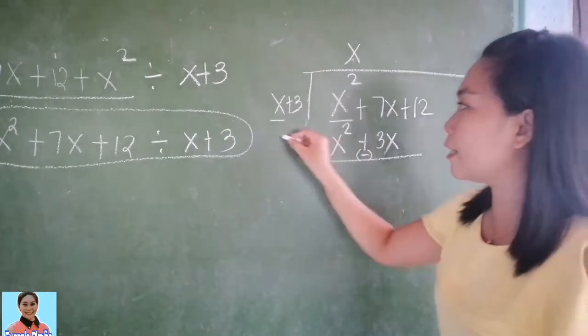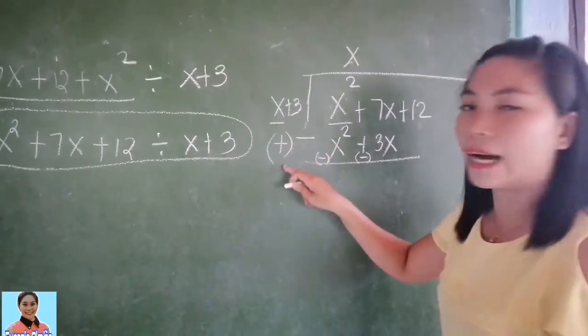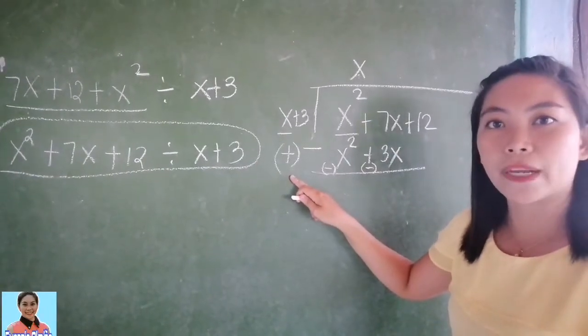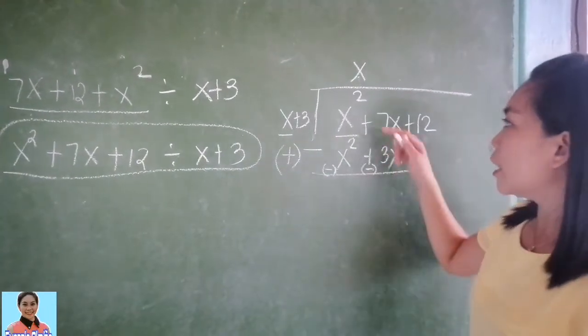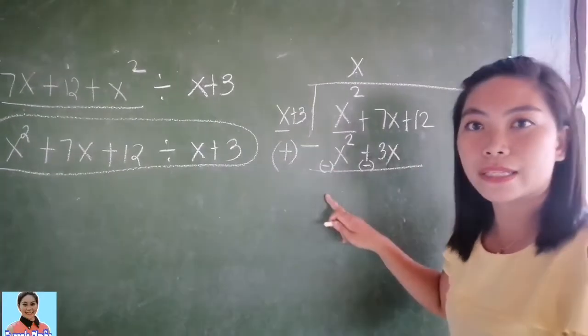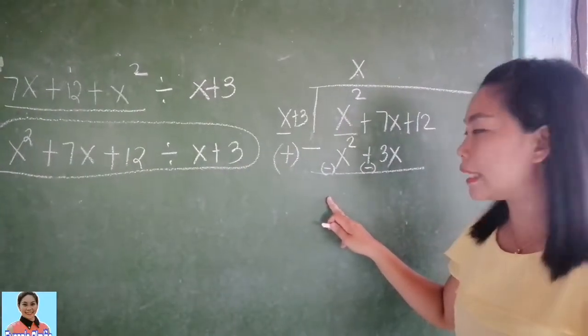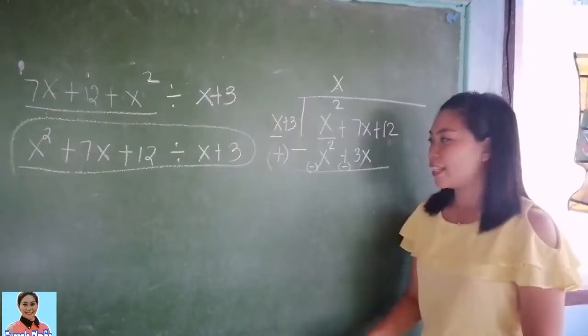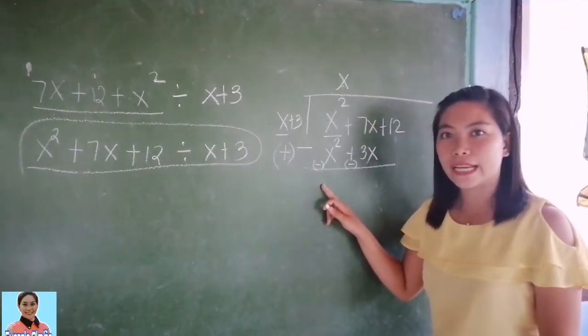After changing the sign, of course, this becomes now an addition. The operation will now become an addition. So, x squared plus negative x squared, you have 0. We don't need to write 0 here. So, that is already considered as 0.